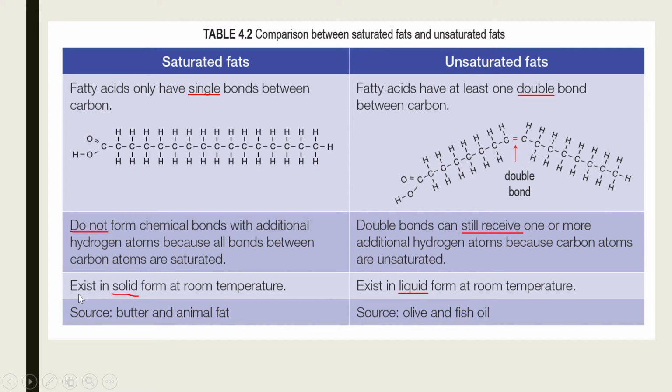Because of that, saturated fats exist in solid form at room temperature, unlike the unsaturated fats or oils, which exist as liquid at room temperature. Olive oil and fish oil are examples of unsaturated fats. For saturated fats, you expect to see them as solid at room temperature, for example butter and animal fats.